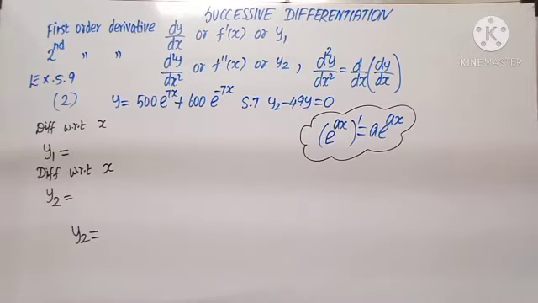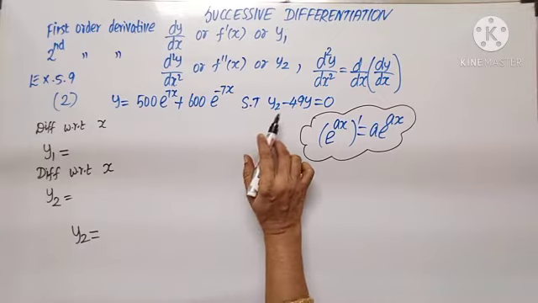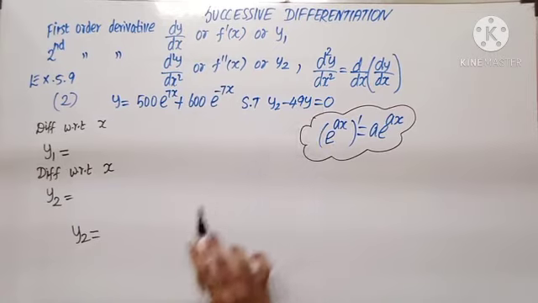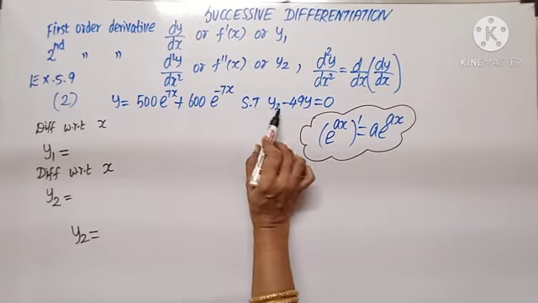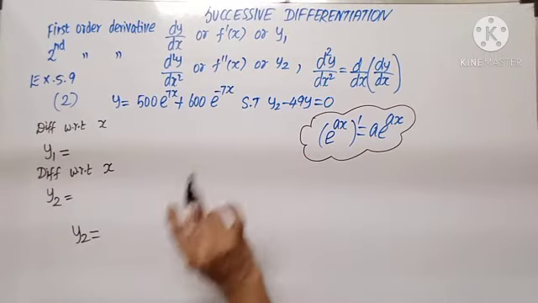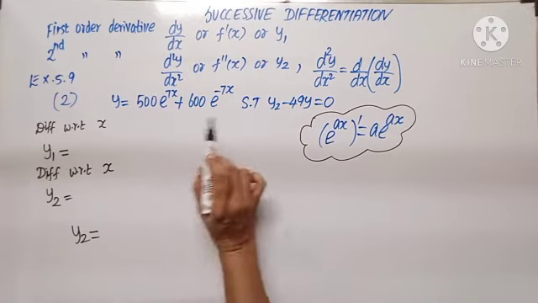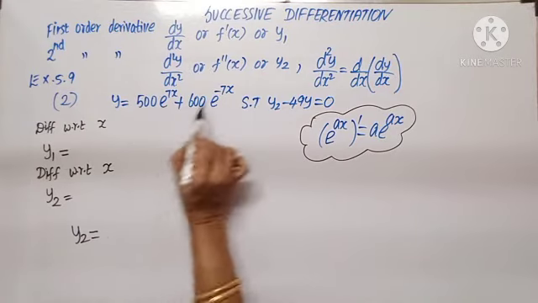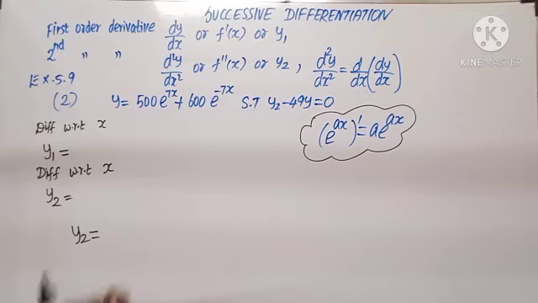Question number 2. Y equals 500 e power 7x plus 600 e power minus 7x. Show that y2 minus 49y equals 0. y2 tells me second order derivative. So, first we shall differentiate with respect to x.